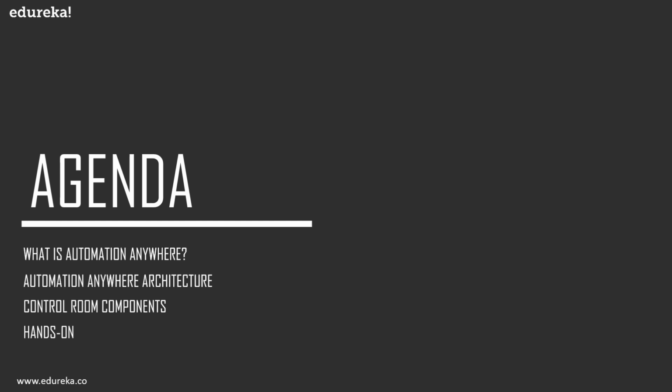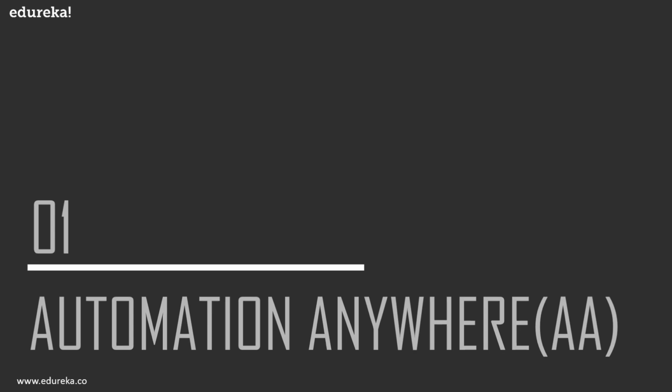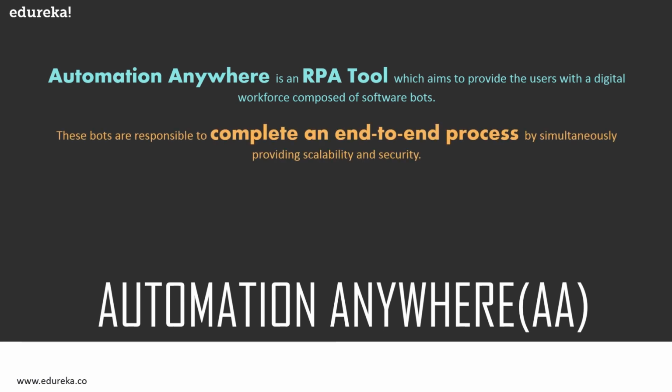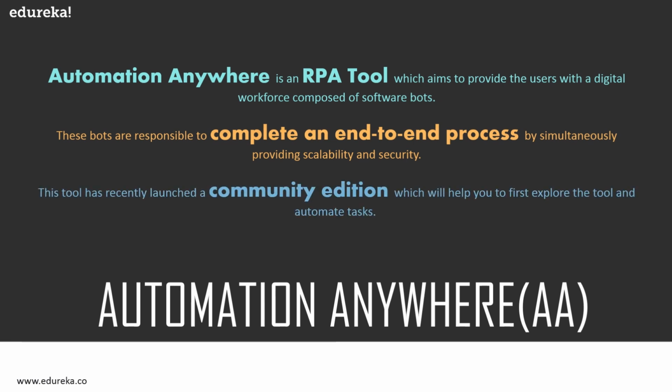So without any further ado, let's get started with the first topic for today's session, that is, what is Automation Anywhere? So Automation Anywhere is an RPA tool which aims to provide the users with digital workforce composed of the software bots. So these bots are basically responsible to complete an end-to-end process by simultaneously providing scalability and security. Now, Automation Anywhere has recently launched a community edition, that is basically the free edition, through which you can first explore the tool and automate tasks. And once you think you're good enough to go with the Enterprise Edition, you can go forward and choose the Enterprise Edition.